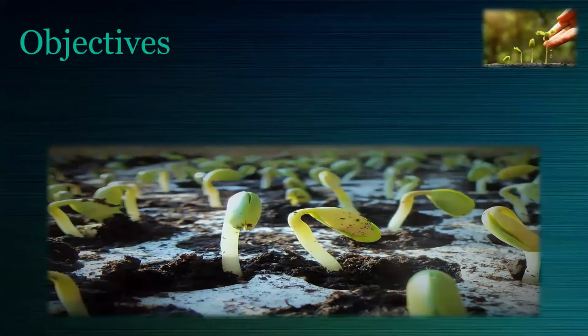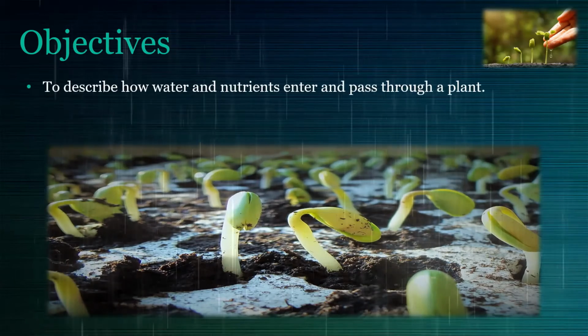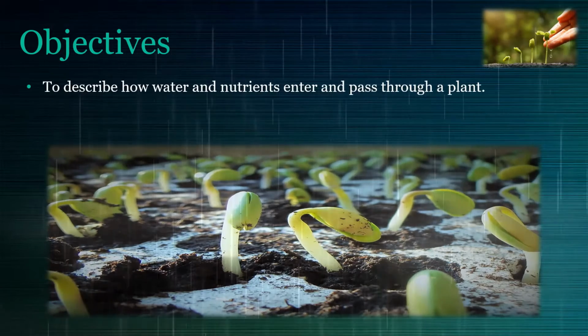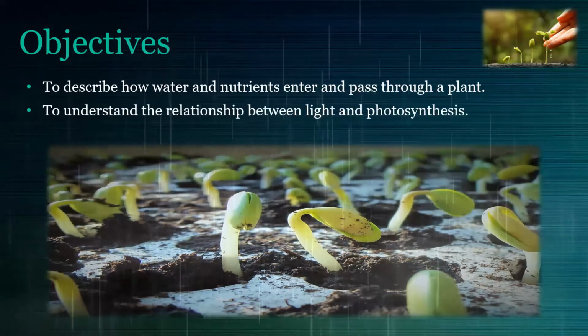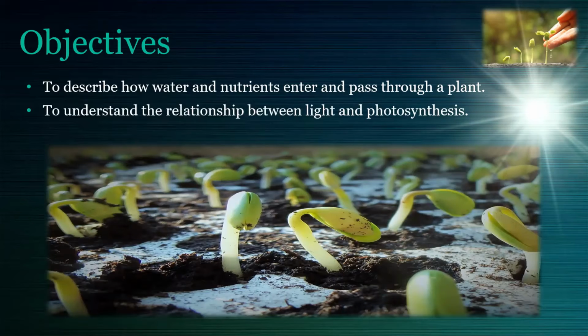Here are the objectives of this lesson: to describe how water and nutrients enter and pass through a plant, and to understand the relationship between light and photosynthesis.